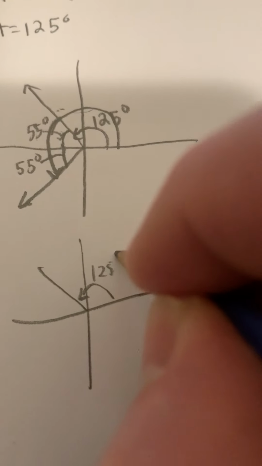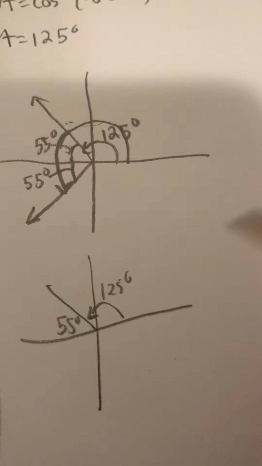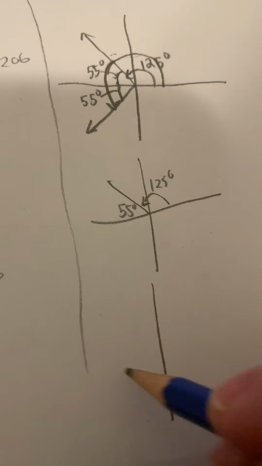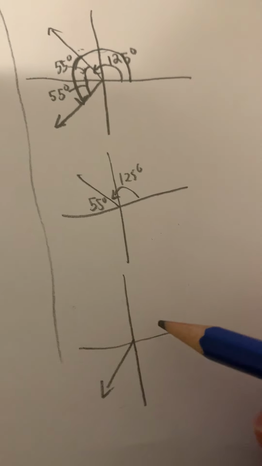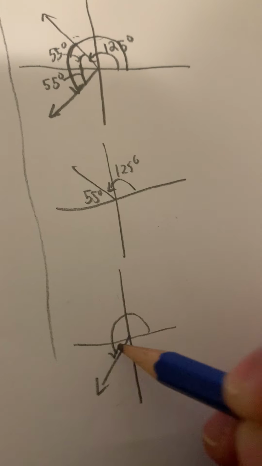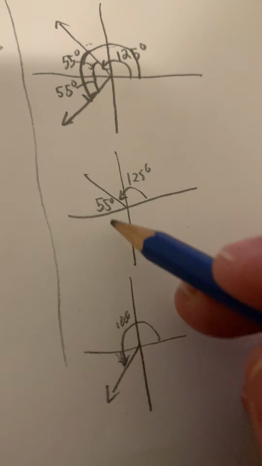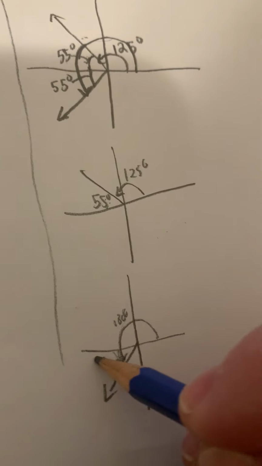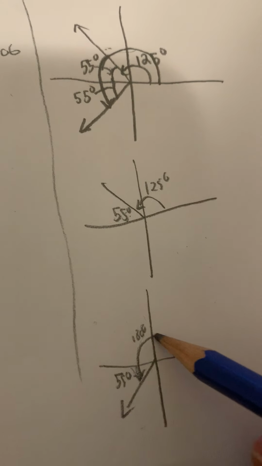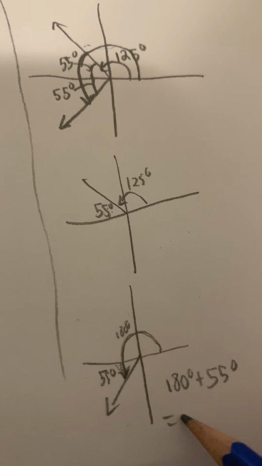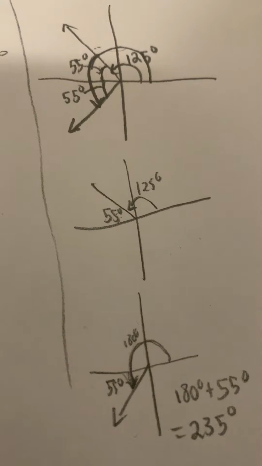Okay, so again, I'm going to draw that again. So 125 degrees, that means this one is 55 degrees. Now we have to find the other quadrant where cos is negative, and that is in the third quadrant. So we want to find the angle from here to here. So 180 plus this angle here, which is the same as this one, always the same, 55 degrees. So from here all the way to here is 180 plus 55, which gives us 235 degrees.